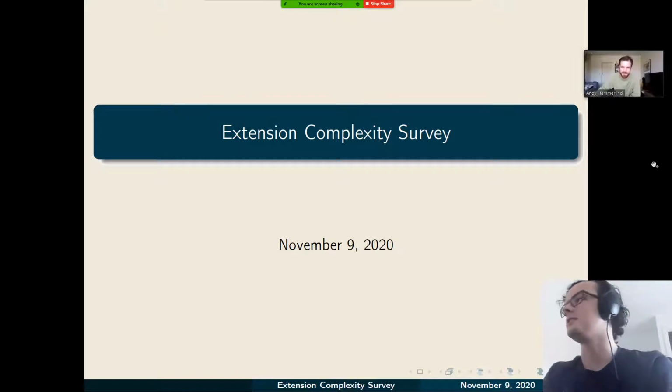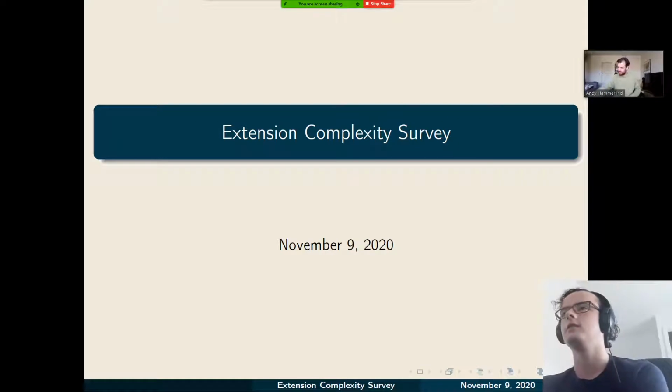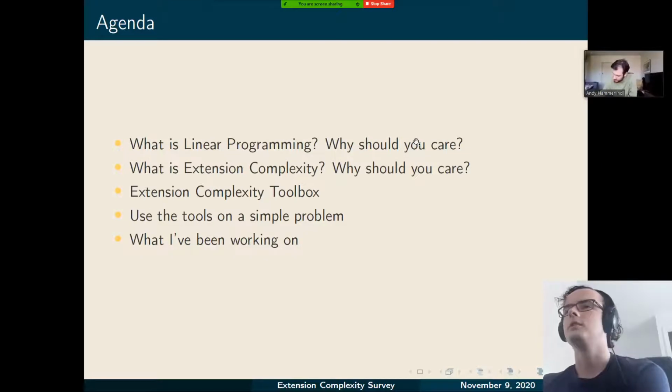Thanks, Andy. Yeah, so I'll be talking about extension complexity and what that is, kind of an introduction into how it works and how that relates to my honours project. So the first thing I want to talk about is some background into why we even should care about extension complexity and how it's useful.